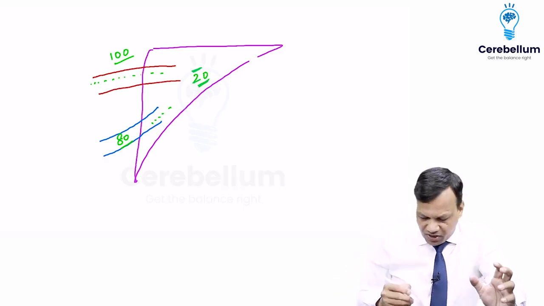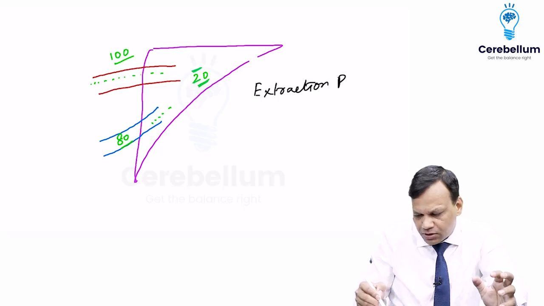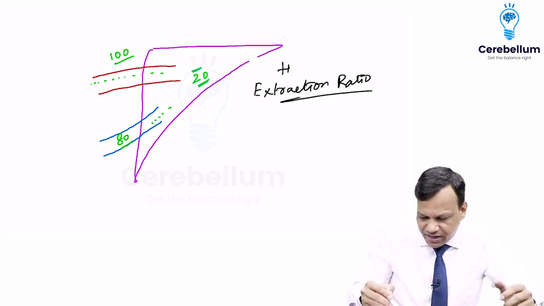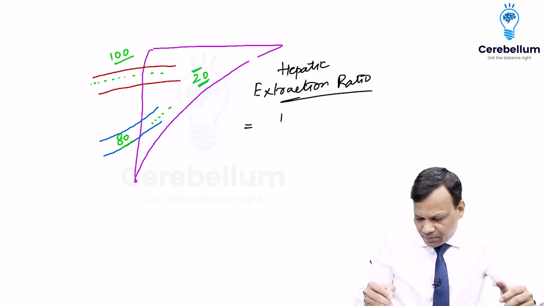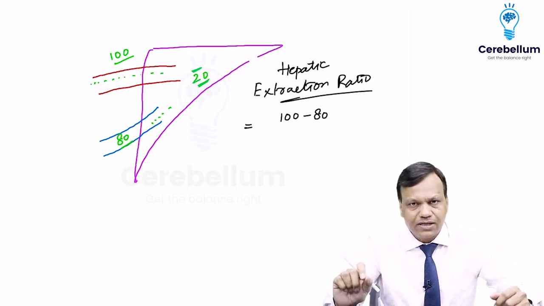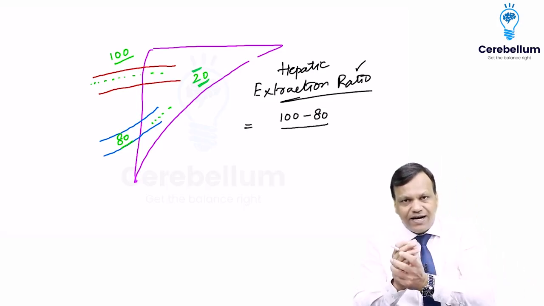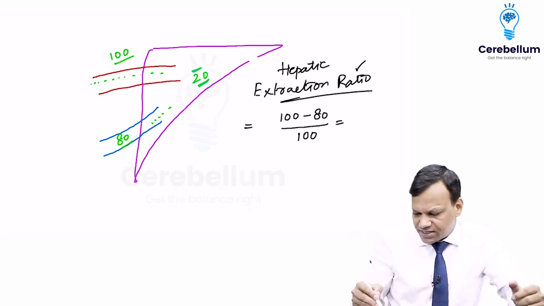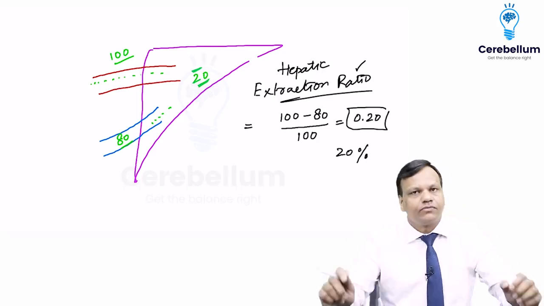So what we can say, the extraction ratio, hepatic extraction ratio, as the name says, is how much drug has been extracted by the organ. In this case it is the liver, so it is hepatic extraction ratio. So how much is extracted by the liver? Out of 100 milligram which is entering and 80 milligram which is leaving, 20 milligram is extracted. But it is a ratio, between how much is extracted and how much is coming. So 100 was coming, so the hepatic extraction ratio will be (100 minus 80) divided by 100, that means 0.20, or we can say 20%. You understand?